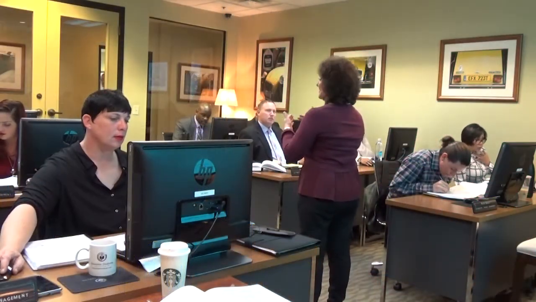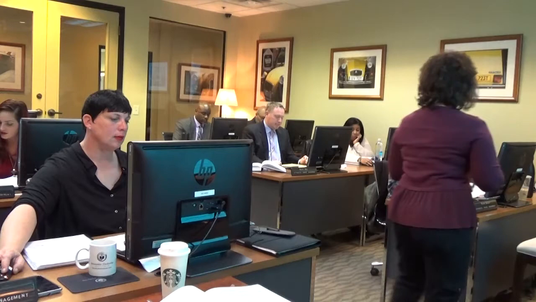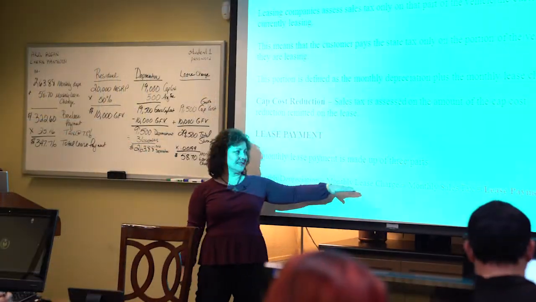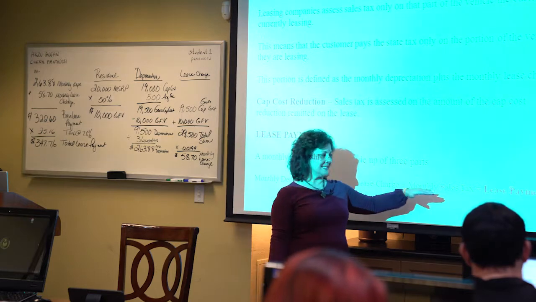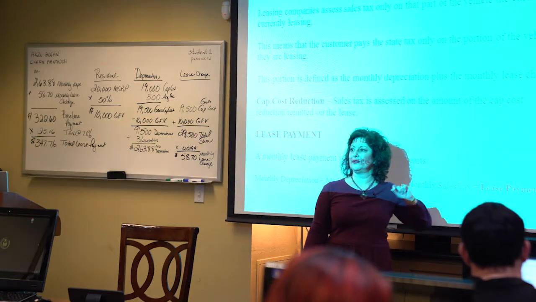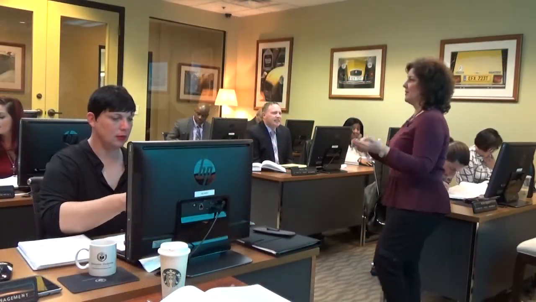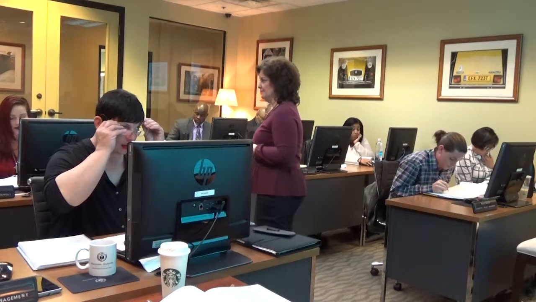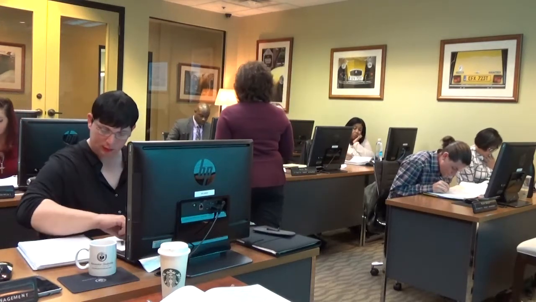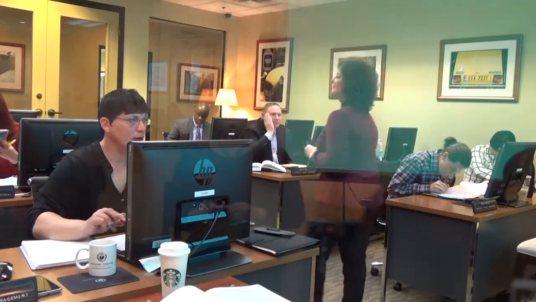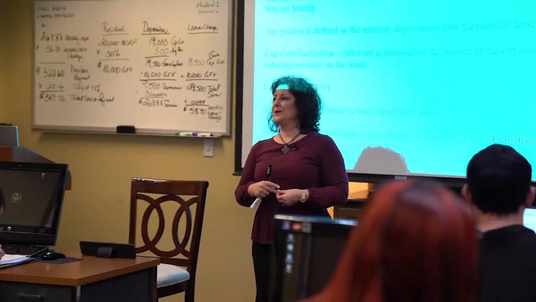So we did 3 simple steps, right? We did our monthly depreciation, monthly lease charge, and then we taxed it to get our total lease payment. So if a customer says to you, how did you get the payment? Well, it's made up of 3 different parts. And you can start the conversation that way. Okay, any questions?